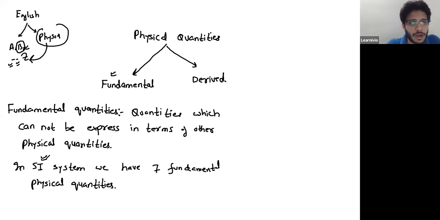So in SI system, you have seven fundamental physical quantities. If you change system, then the number and the nature of physical quantities can change. But right now, we have to concentrate only on the SI system. Just note it down and let me know when you have written. Done, sir. Okay.